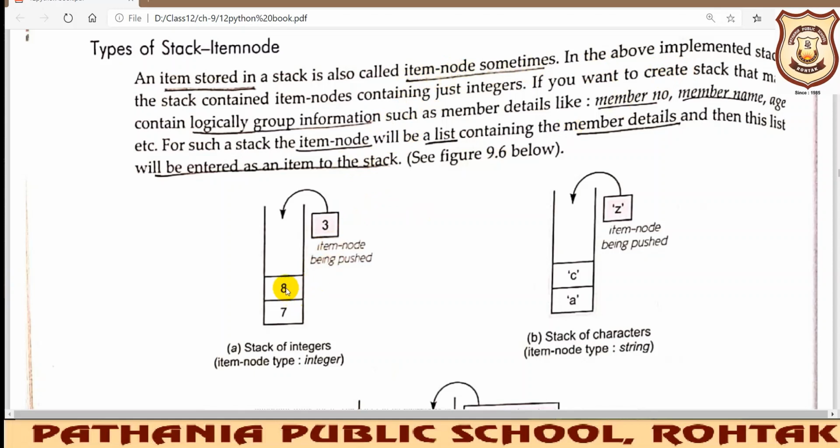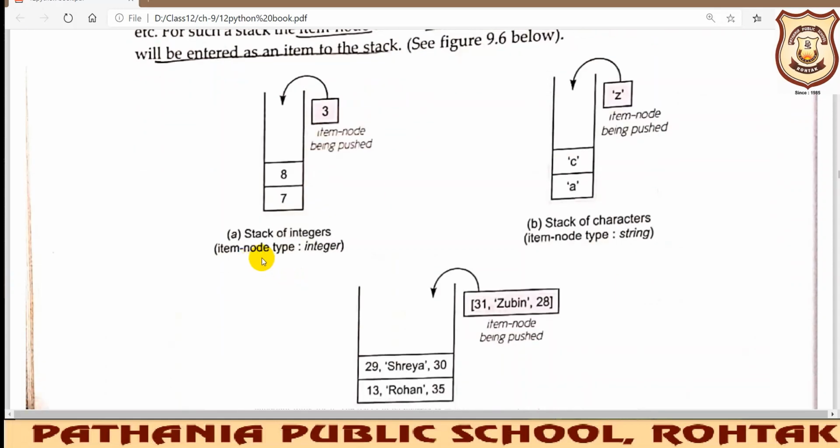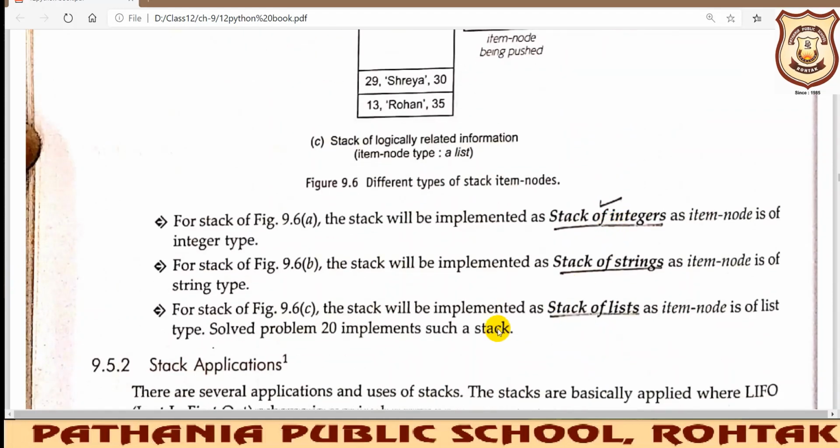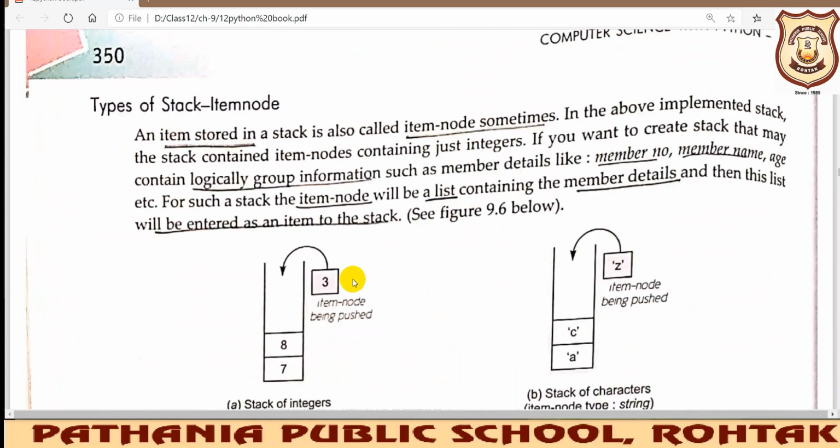So we can have different types of stack. Like if we just want to store integers, it will be a stack of integers. If we want to store only characters inside the stack, it will be a stack of characters. And if we want to store different types of data, like member number, member name, age, inside one stack item node, then we will be using a list that will contain all the member details inside it.